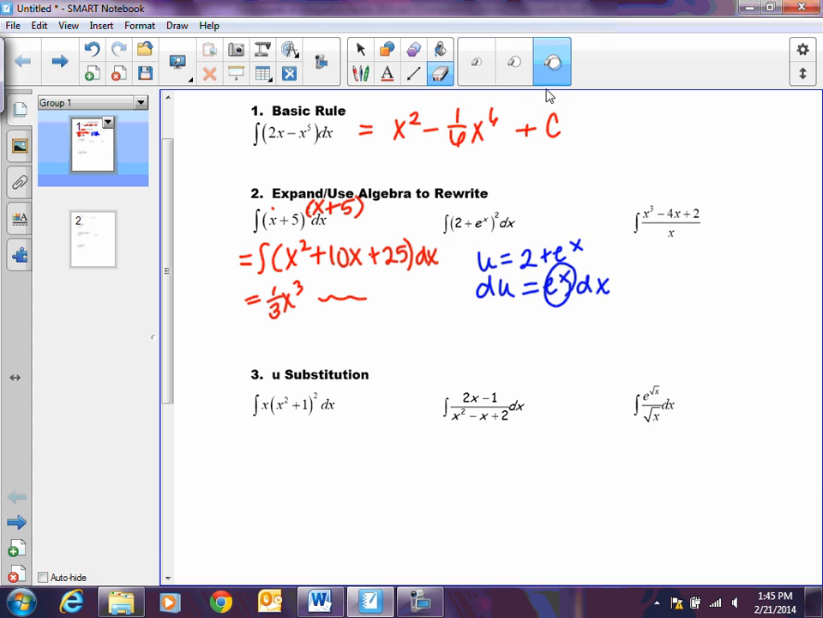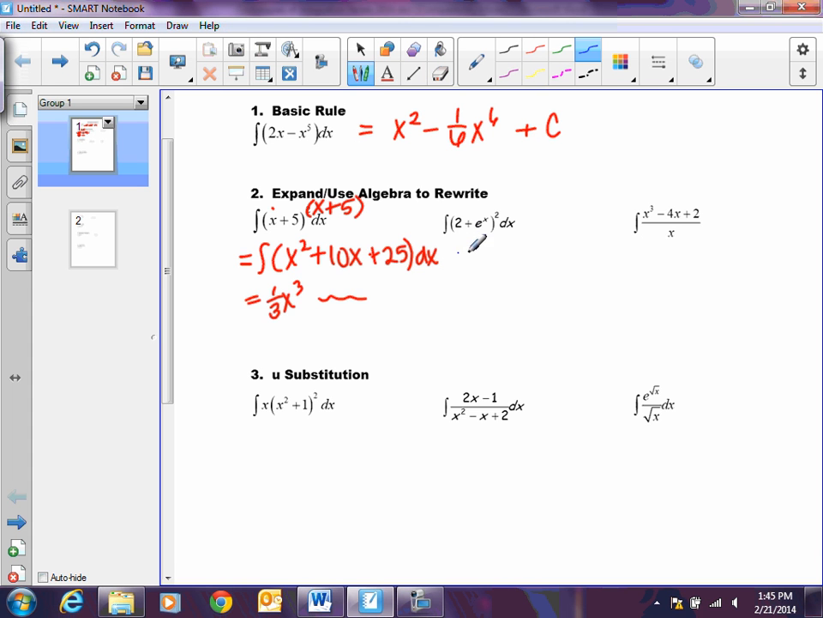But what we can do is expand it. And it's still not the easiest problem, but we're just gonna focus on this part. So again, I can multiply it by itself. 2 times 2 would be 4. Outside would be 2e to the x. Inside would be 2e to the x. So that would make plus 4e to the x.